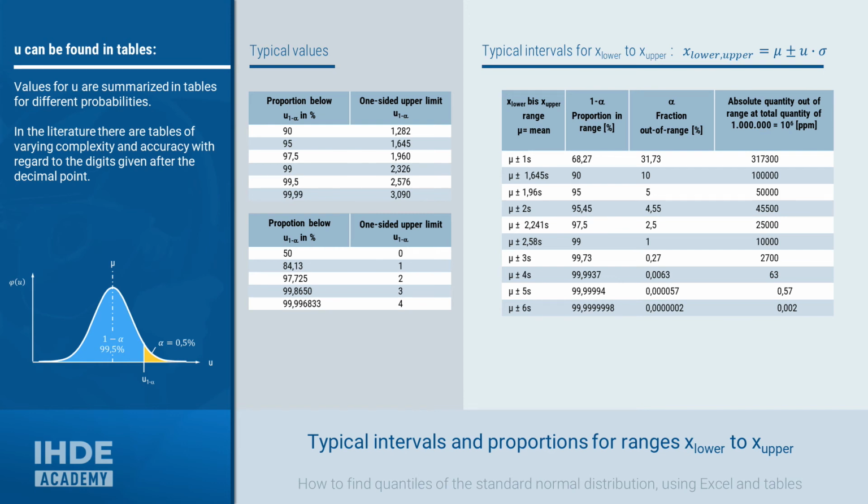Compare the probabilities for u, 1.645 and 2. The probabilities of 95% and 97.725% are close together. The probabilities for the values 2.576 and 3 are also close together at 99% and 99.8%. Depending on the company or region or country, the specifications can be specified as percentage or in integer multiples of the standard deviation.